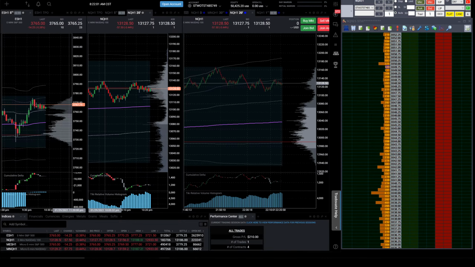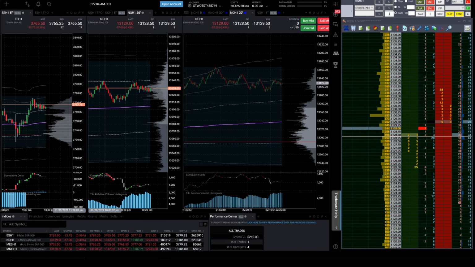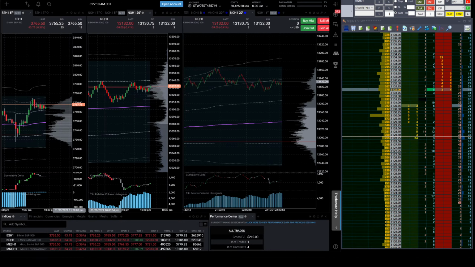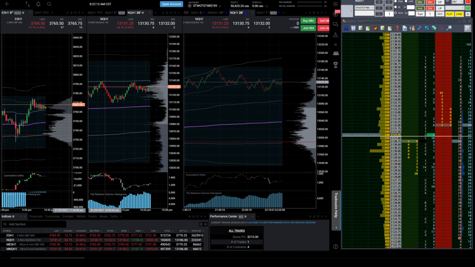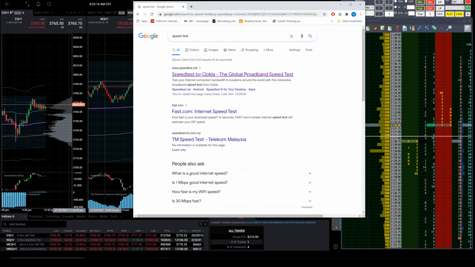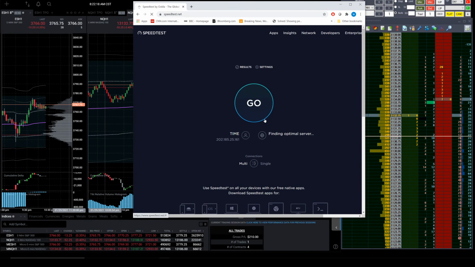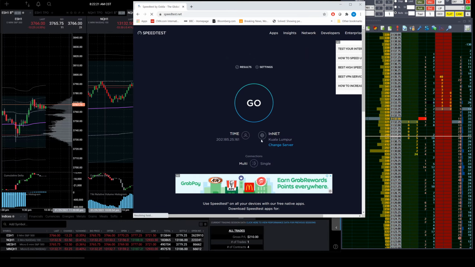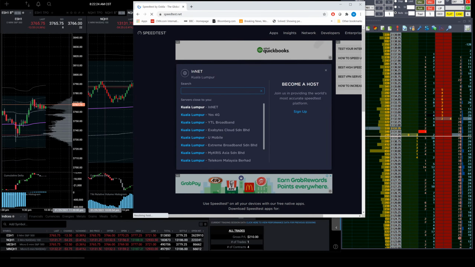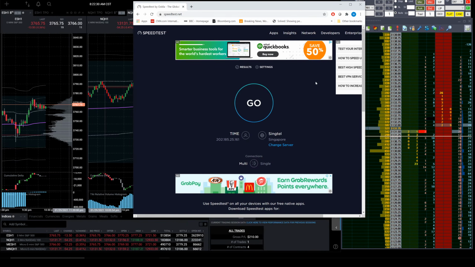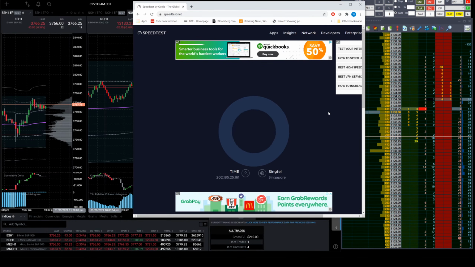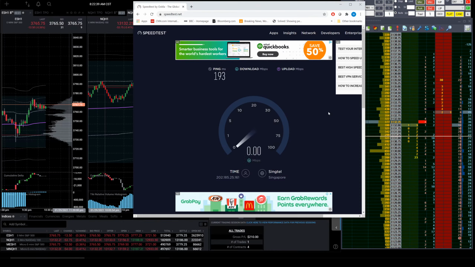Let's have a look at the speed test and see where we are here. We want to change servers to Singapore, I believe. Let's try Singtel and go. That would be the closest major gateway for me to connect up where a lot of the trading servers are.